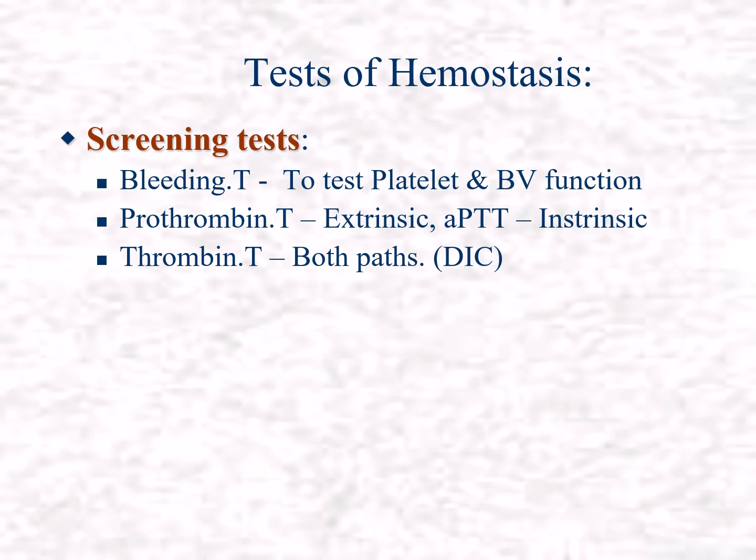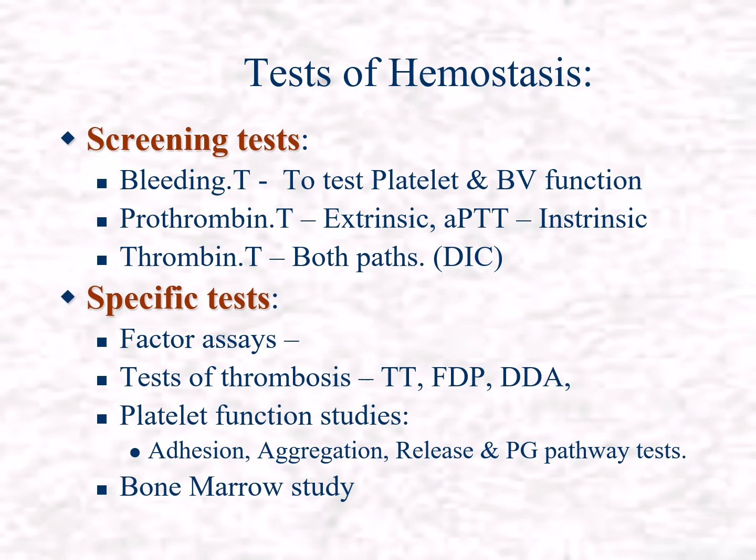Different tests for hemostasis. The first set of tests are classified as screening tests. So that means that they are initial tests that are performed to determine if there is a problem. For example, we have bleeding time. This is to test for the platelet function and the function of the blood vessels. As we know, normally after bleeding, it should stop after some time. So that is the basic principle of this bleeding time.